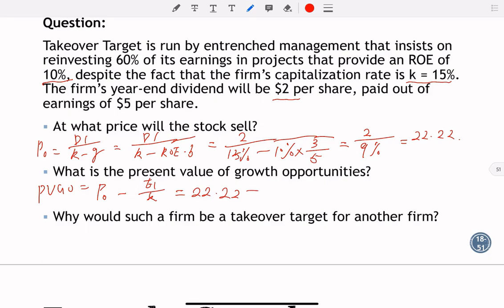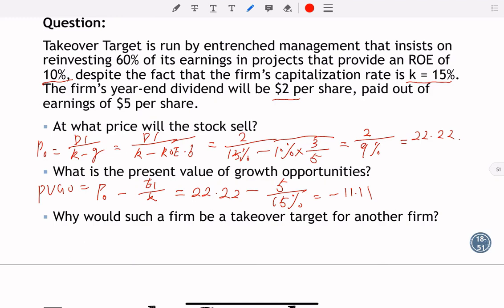E1 is given by 5. K is given by 15%. So this gives us minus 11.11. So you can see that the present value of the so-called growth opportunities is actually negative, right? And it should be negative because this project only provides an ROE of 10%. However, the cost of capital here is actually 15%. So it's a negative NPV project.